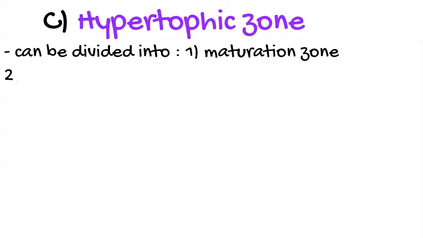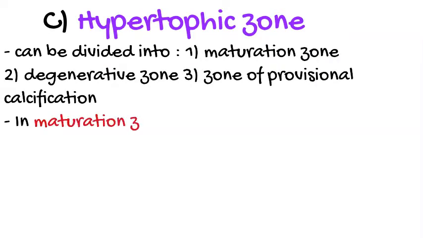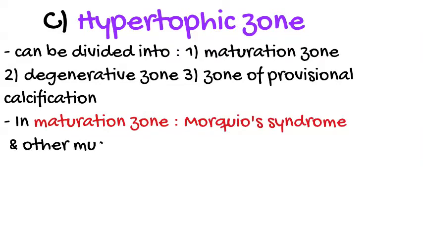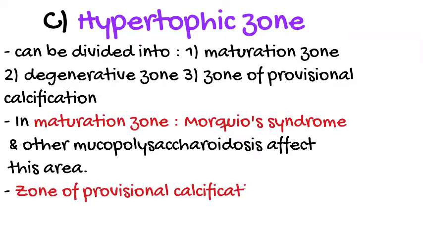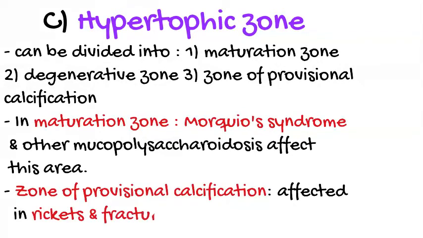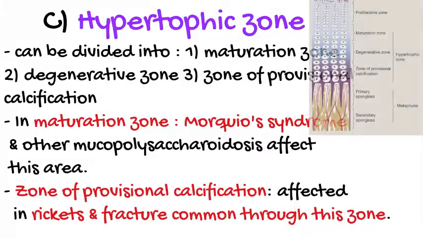The hypertrophic zone can be divided into 1. Maturation zone, 2. Degenerative zone, 3. Zone of provisional calcification. In the maturation zone, Morquio syndrome and other mucopolysaccharidoses affect this area of the physis. In the zone of provisional calcification, the affected diseases are rickets, and fracture is common through this zone.